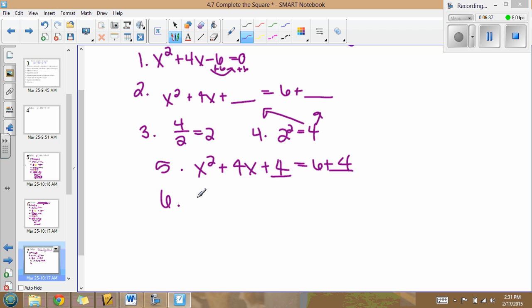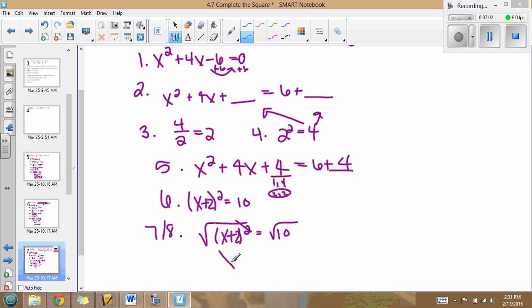So step 6, we're looking for the factors of 4 that add up to 4. So 1 and 4, 2 and 2, which we know it has to be 2 and 2. So I have x plus 2 squared equals 6 plus 4 is 10. And again, step 7 and 8, we're just solving. So we're going to take the square root of both sides.